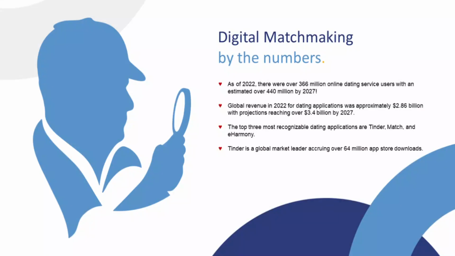When looking at the numbers alone, we see that as of 2022, there were over 366 million online dating service users, with an estimated over 440 million by 2027. Global revenue for dating applications was approximately 2.86 billion in 2022, and it is projected to grow substantially by 2027 as well. The top three most recognizable dating applications are Tinder, Match, and eHarmony. Tinder is currently the global market leader, accruing over 64 million application store downloads.